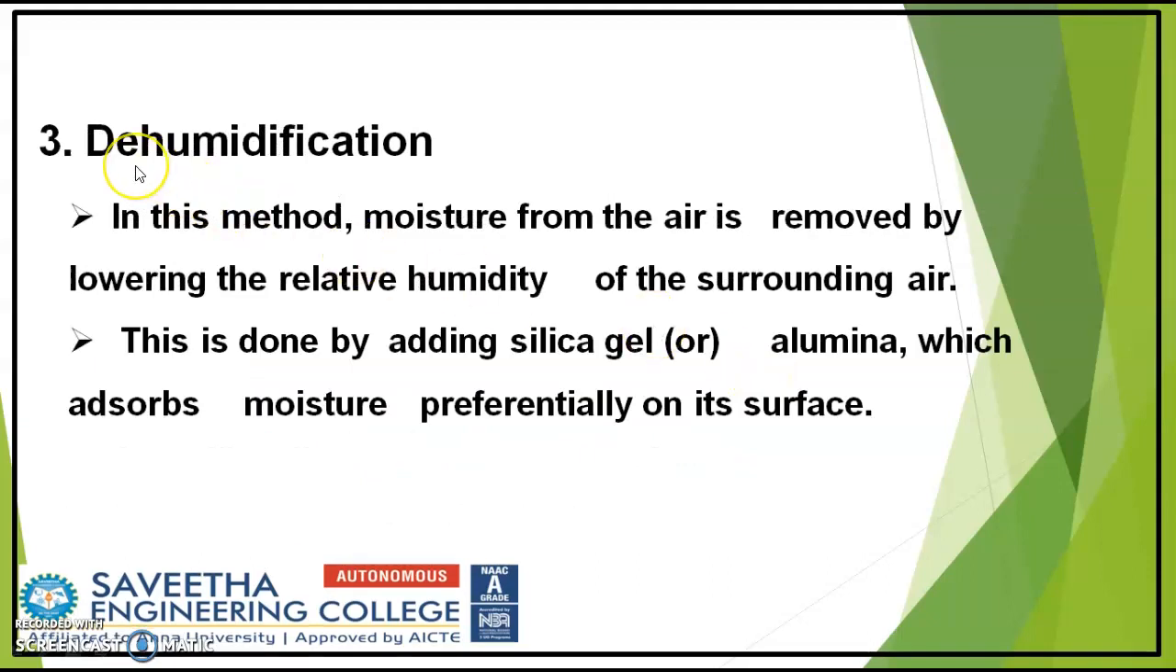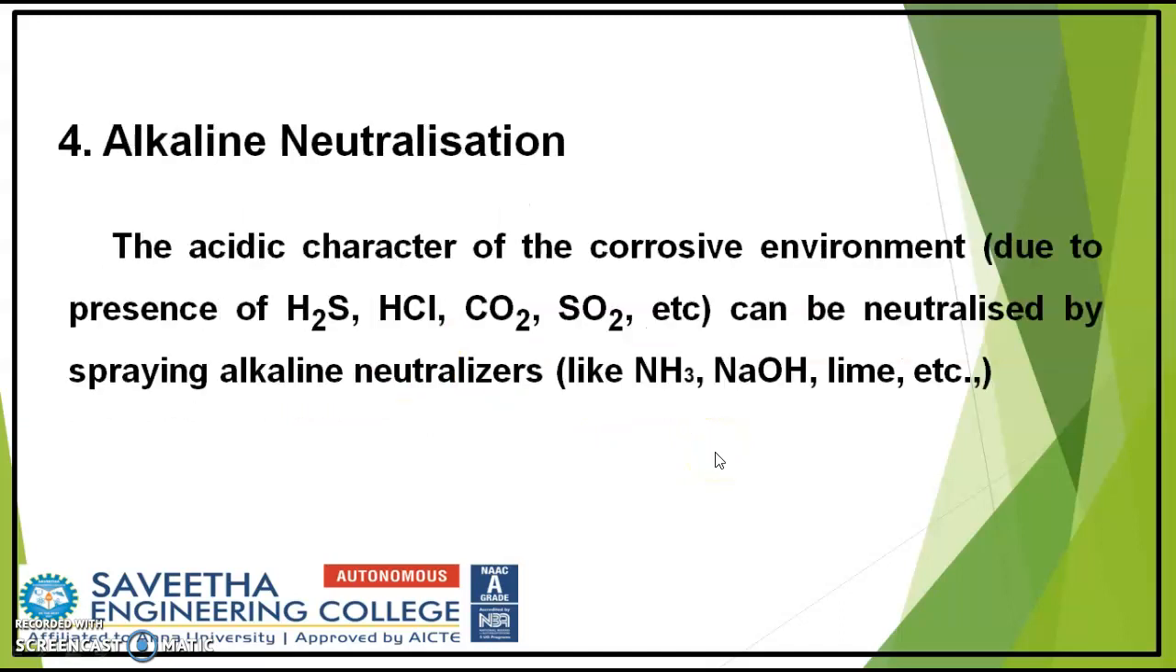The next is dehumidification. In this method, moisture from air is removed by lowering the relative humidity of the surrounding air. This is done by adding silica gel. We already know silica gel is a very good absorbent, so it is added to absorb moisture preferentially on the surface.